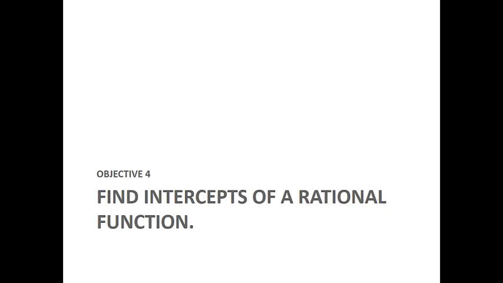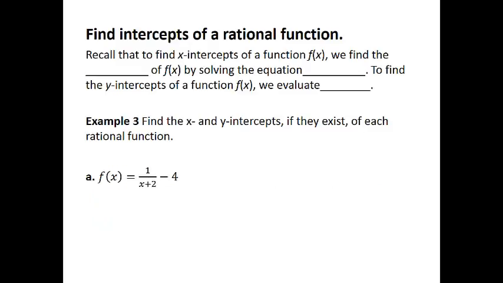The focus of this video will be on finding x and y intercepts of a rational function. We've done intercepts before, so we're really just changing the function that we're applying the things we already know to. To recall, to find x-intercepts of a function f of x, we find the zeros of f of x by solving the equation f of x equals 0.